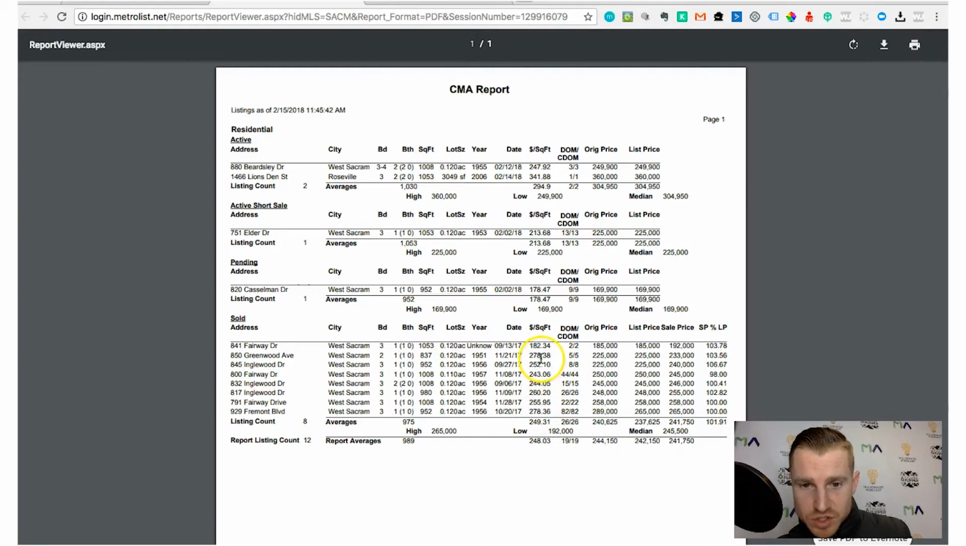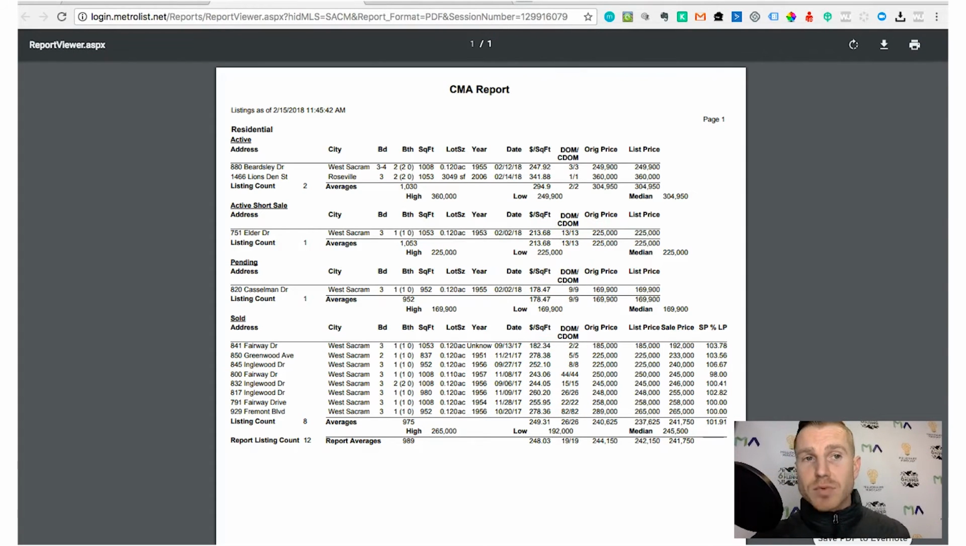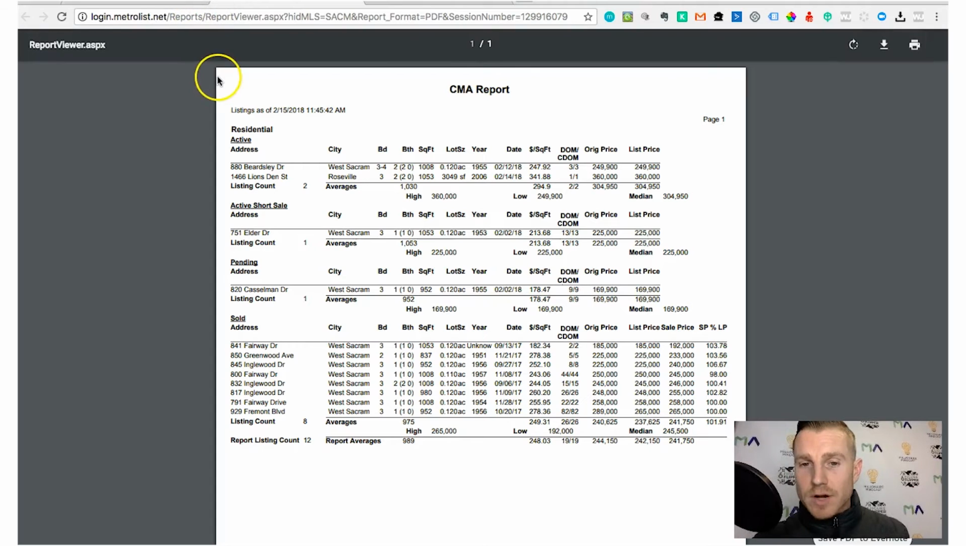The highest one was 278, 278, 260. So if I put mine at 270 times the 845, that puts me at about a $228,000 price range. So I'm going to list this property right around the $230,000 price range. It's staged. It's got great photos.